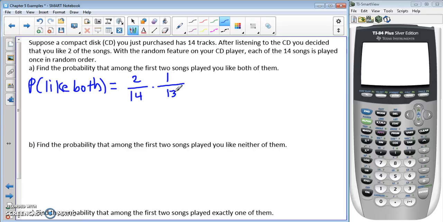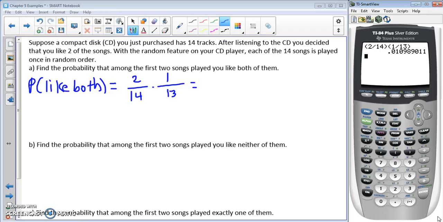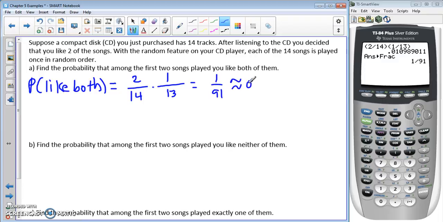So we're down to 1 song. So now I'm just going to multiply these together to get my probability. So parenthesis 2 divided by 14, close my parenthesis, open 1 divided by 13, close parenthesis, enter, and then math, enter to get my reduced fraction. So 1 out of 91, or approximately 0.0110.